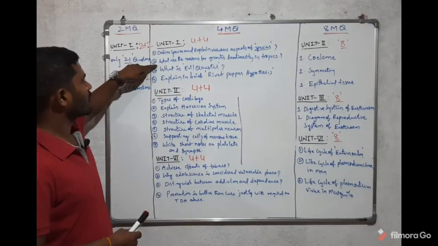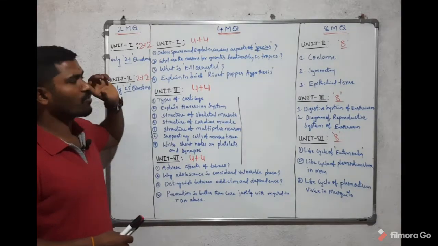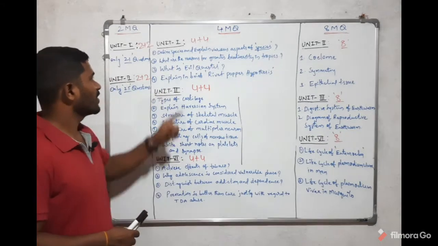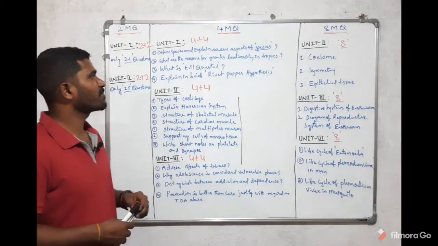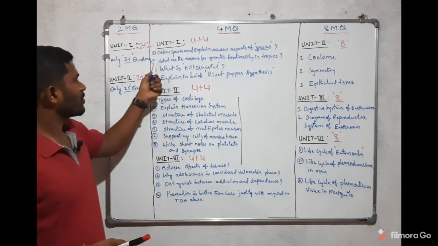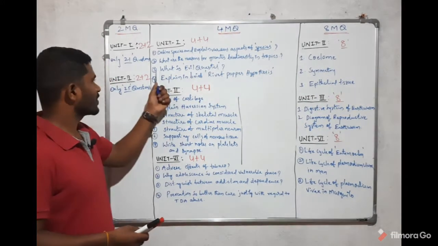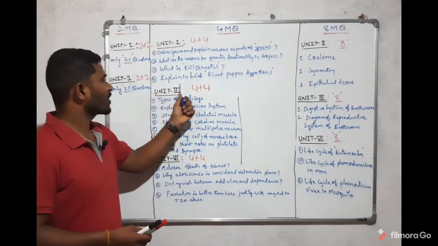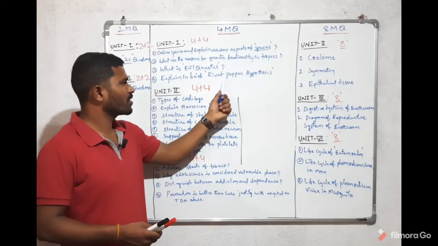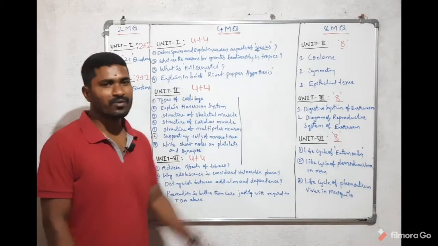There are 4 questions in unit 1. Number 1, define species and explain various aspects of species. Number 2, what are the reasons for the greater biodiversity in tropics? Number 3, what is evil quartet? Number 4, explain a brief account of the Rivet-Popper hypothesis.